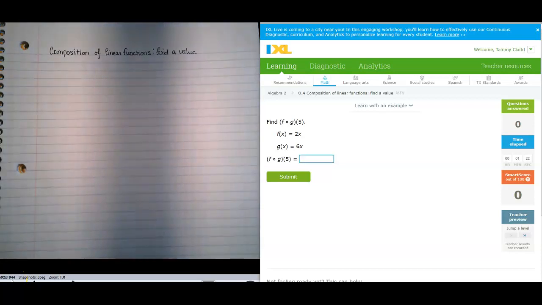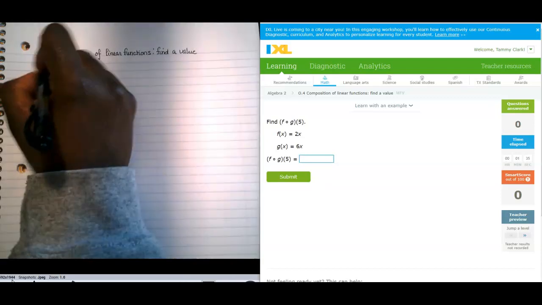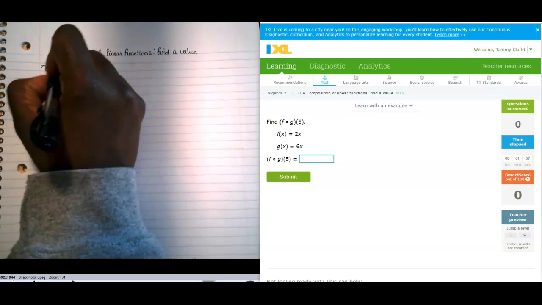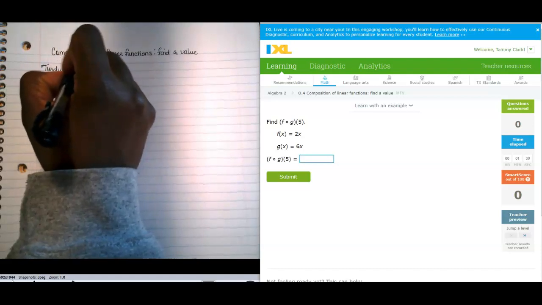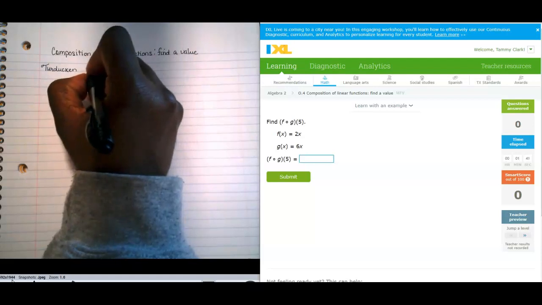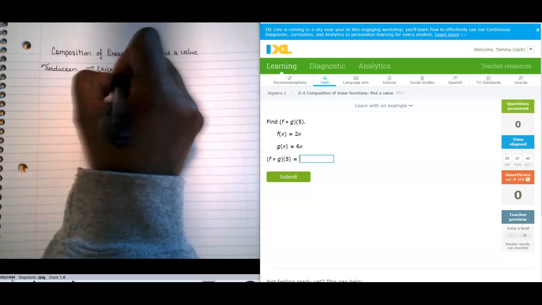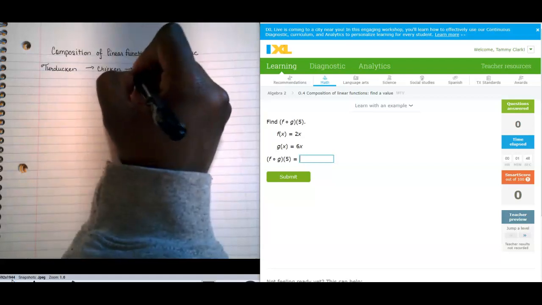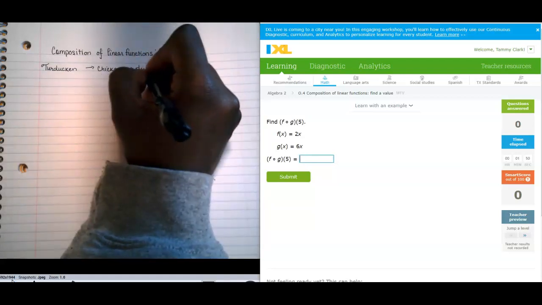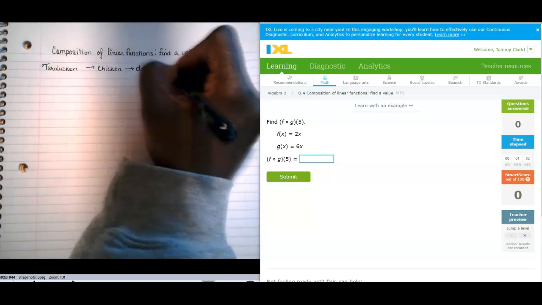Today we're going to be looking at composition of linear functions, and we're asked to find value. So what I want you to think about is something called a turducken. And a turducken is exactly what it sounds like. It's actually a chicken inside of a duck inside of a turkey.